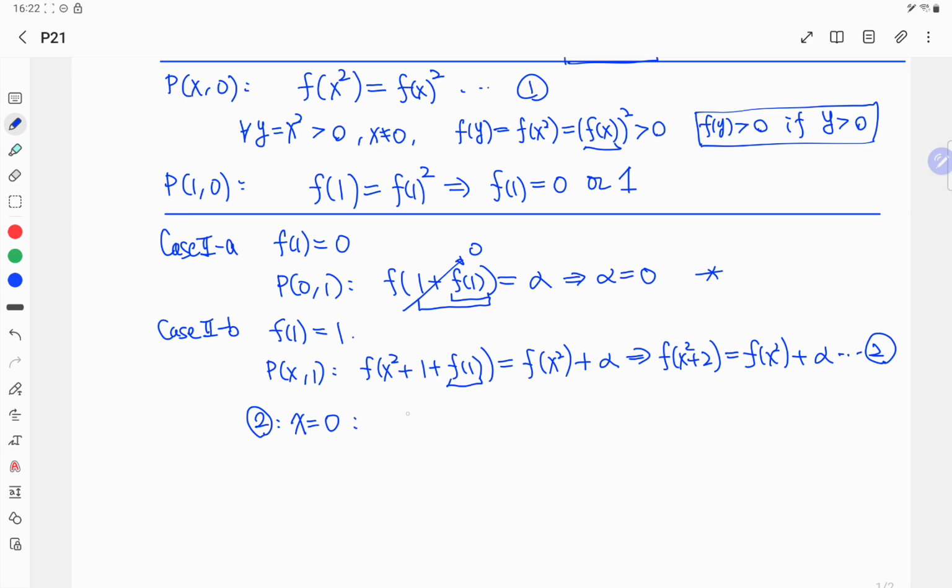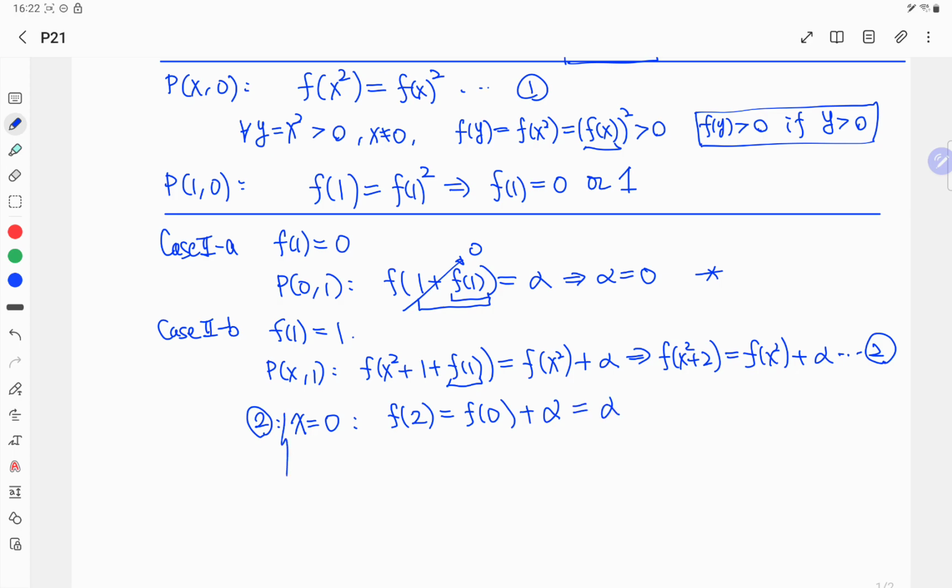Okay, so we will have f of x squared is 0, 0 squared is 0, plus 2 is 2, equals f of 0 plus alpha. Okay, f of 0 is 0, so this is alpha.